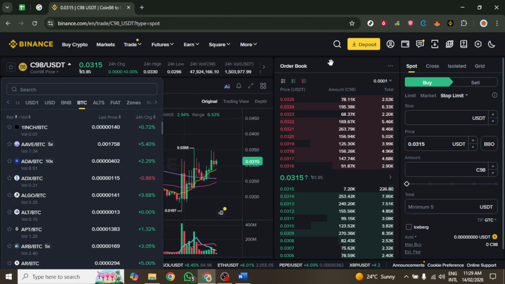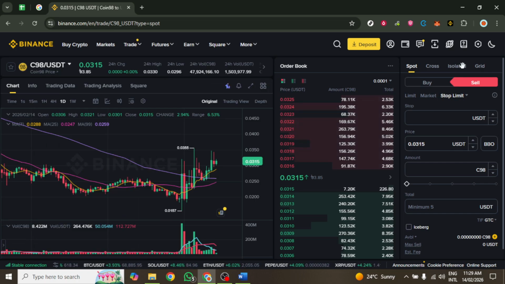After selecting the trading pair, find the sell tab located beneath the price chart. This tab allows you to input your sell order details. You will encounter options to choose the order type, such as market or limit. A market order will sell your cryptocurrency at the current market price, while a limit order allows you to set a specific price at which you wish to sell.